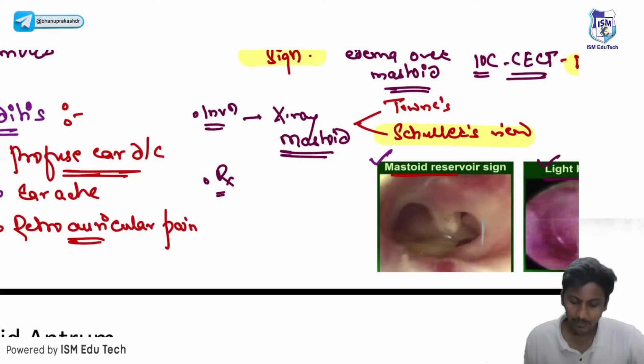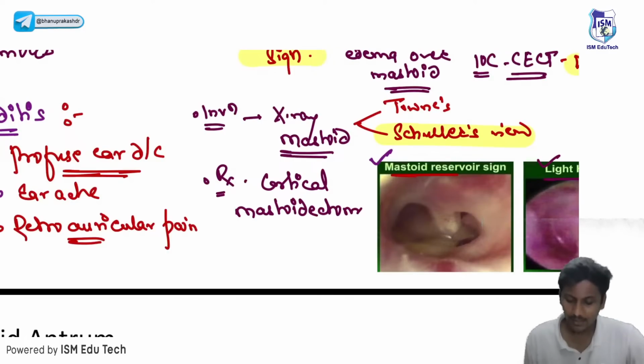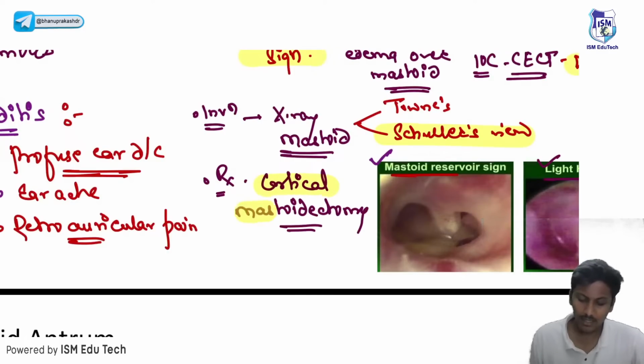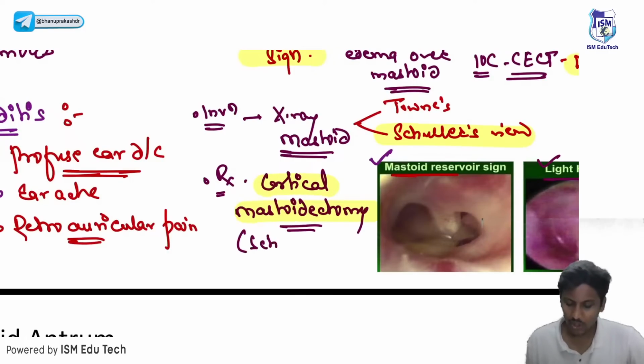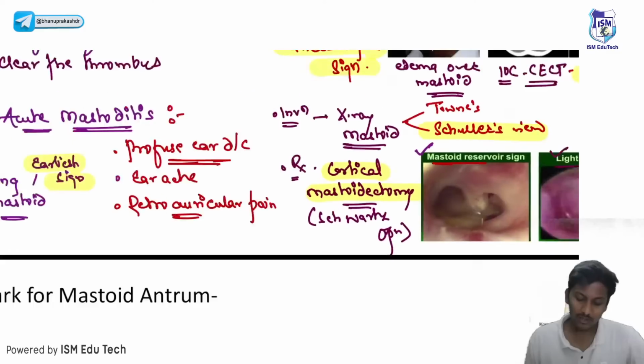Treatment is a surgery called cortical mastoidectomy. You will clean the mastoid properly. That is called cortical mastoidectomy. And this cortical mastoidectomy is also known as the Schwartz operation. So please remember, cortical mastoidectomy is also known as the Schwartz operation.